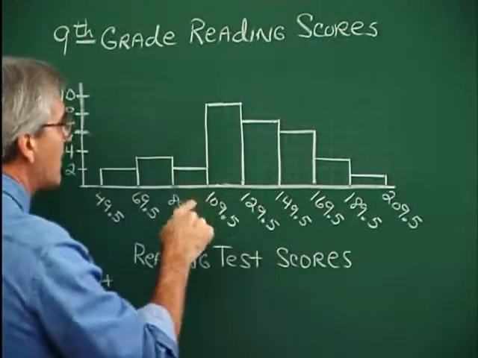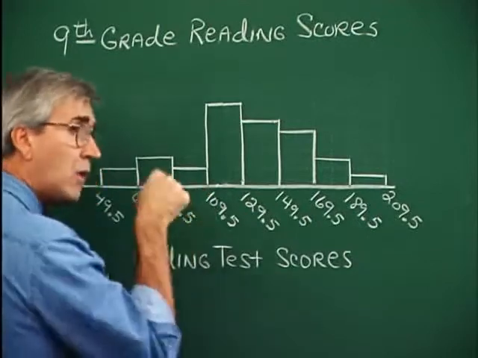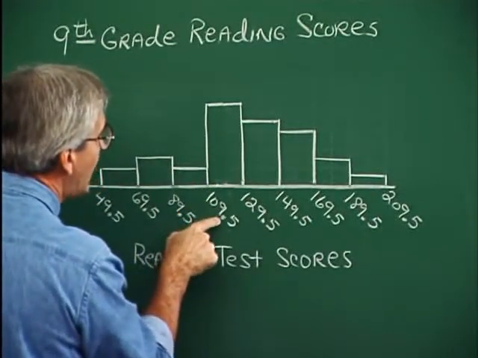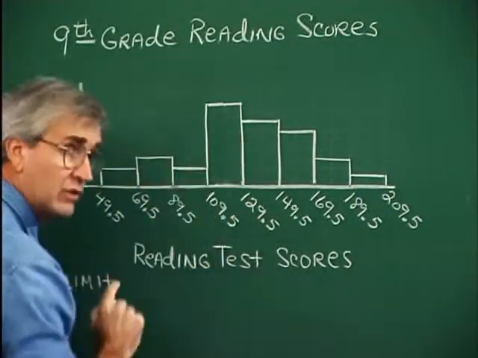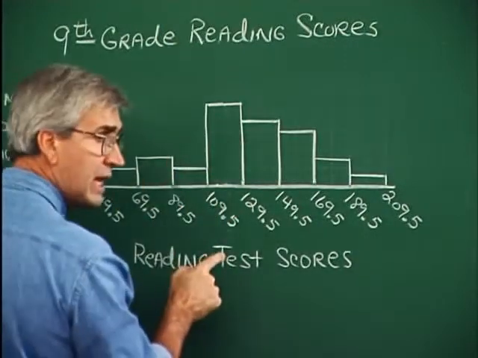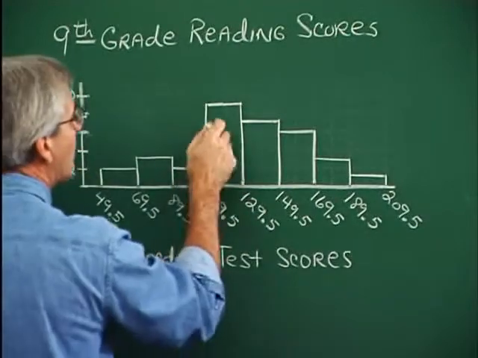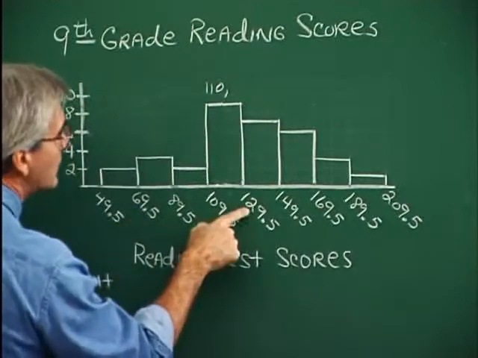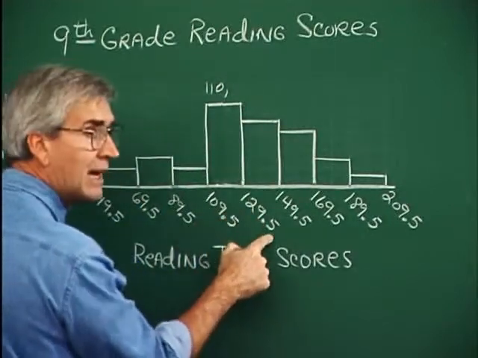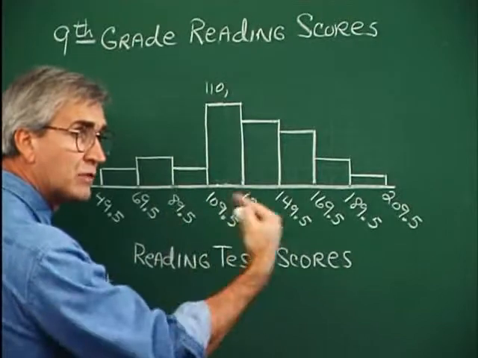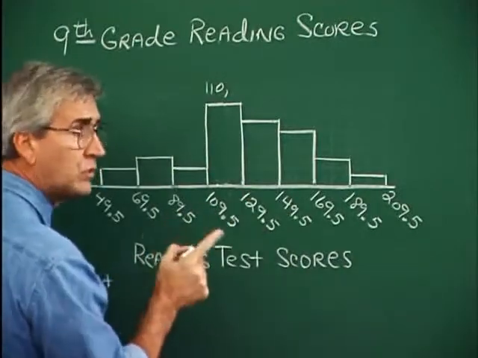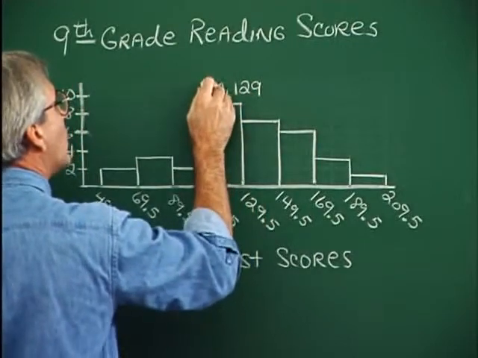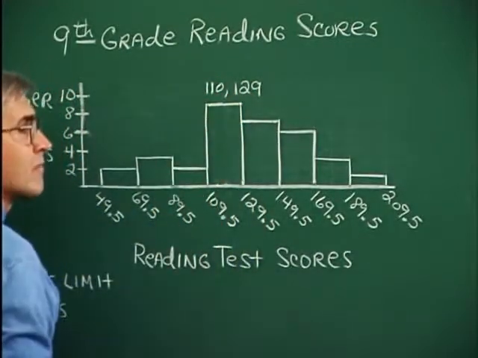Now, lower and upper limit. The lower limit is the smallest test score that can fall within this class. If the boundary is 109.5, the next highest whole number would be 110. So the lower limit within that class would be 110. Now, what's the upper limit? Well, this goes up to 129.5. The largest whole number that is below 129.5 is 129. So 129 then is the upper limit. So lower limit, upper limit.